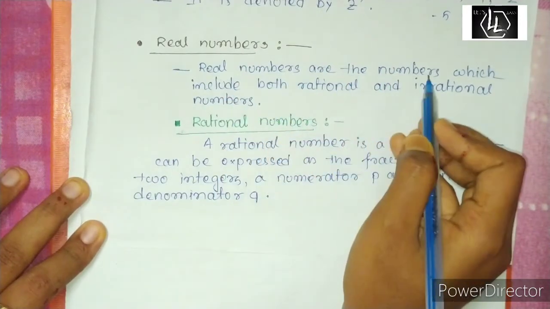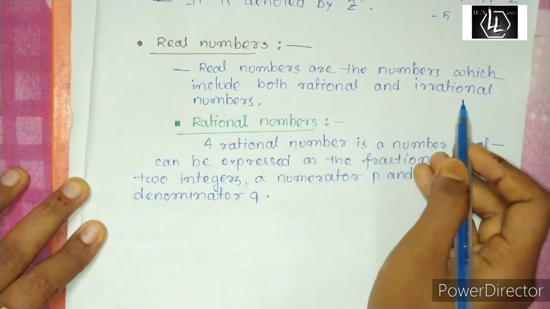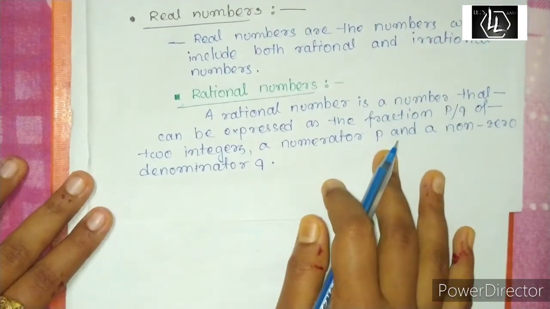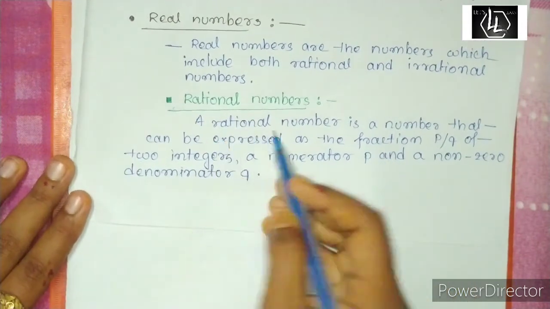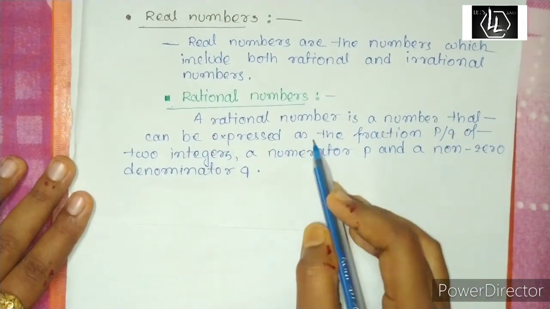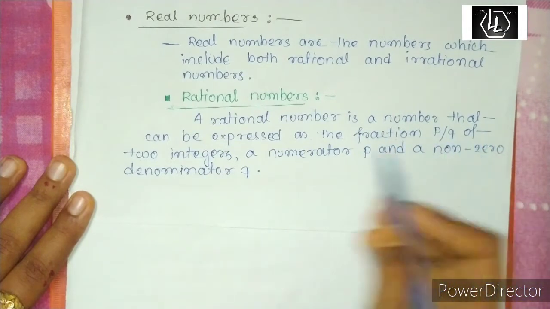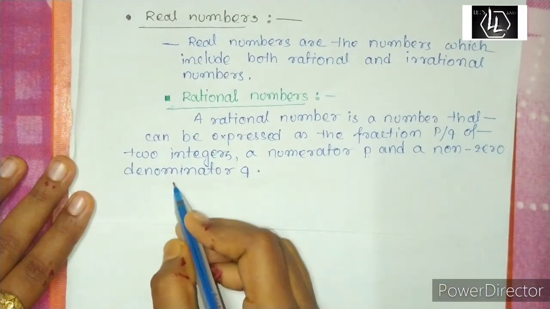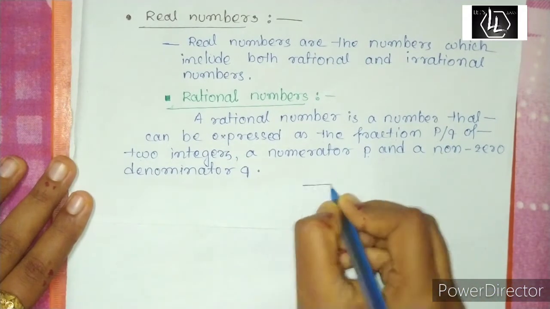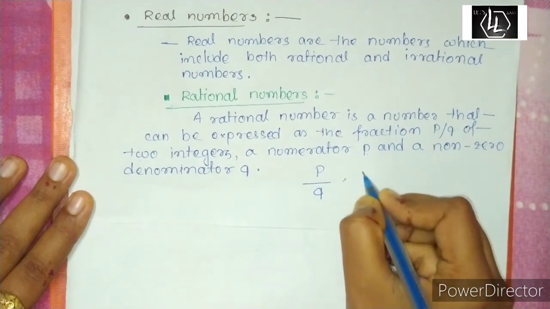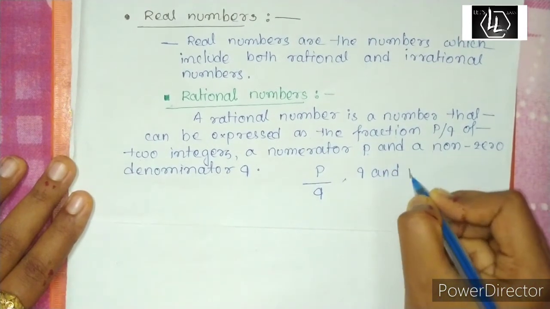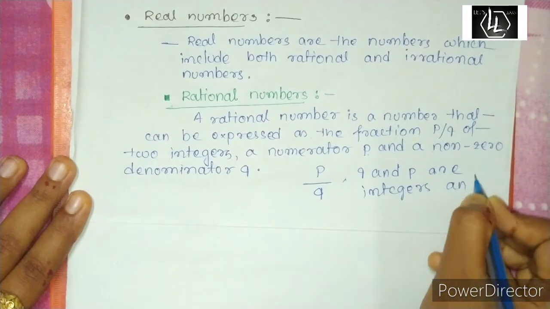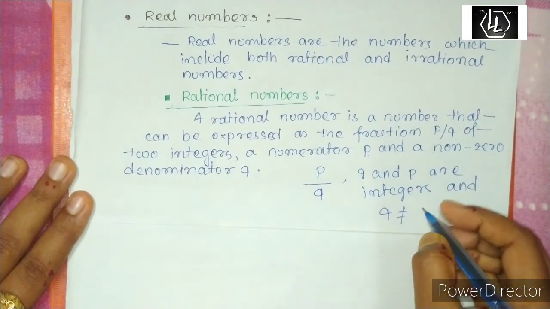Real numbers are the numbers which include both rational and irrational numbers. Now what are rational and irrational numbers? Rational numbers. A rational number is a number that can be expressed as the fraction p by q of two integers, a numerator p and a non-zero denominator q. So the form is p by q. Here p and q are integers and q must not equal 0.